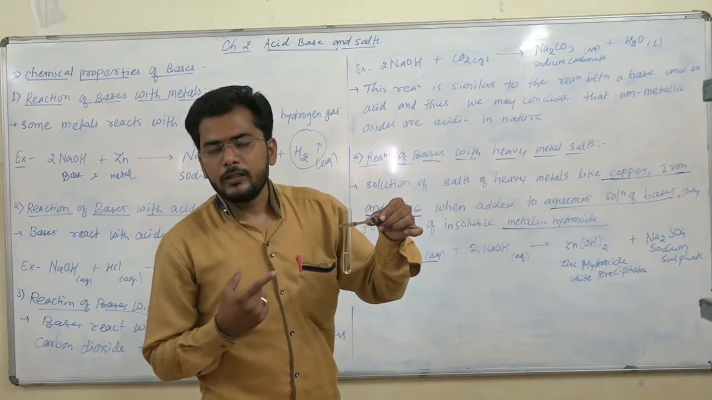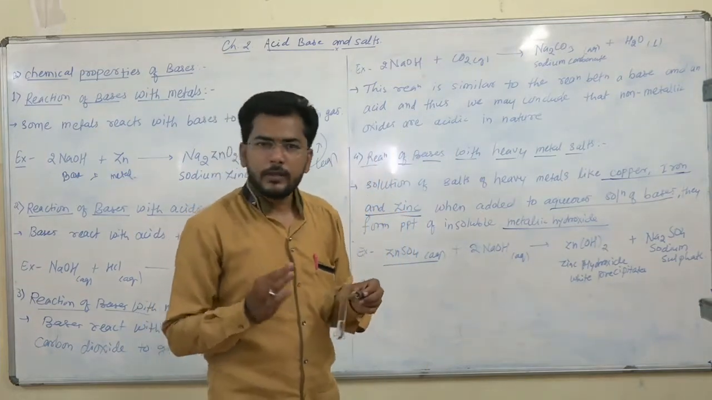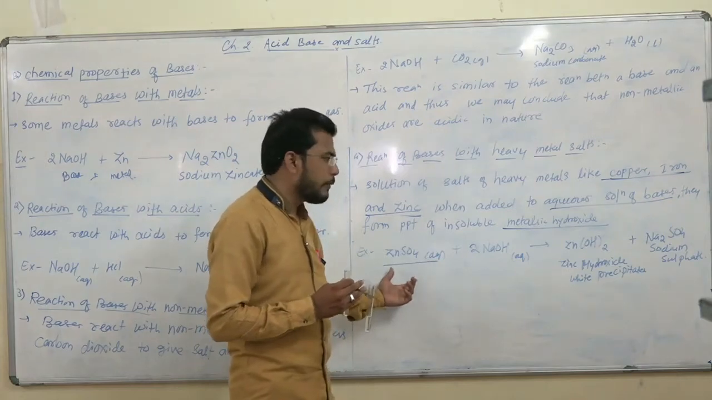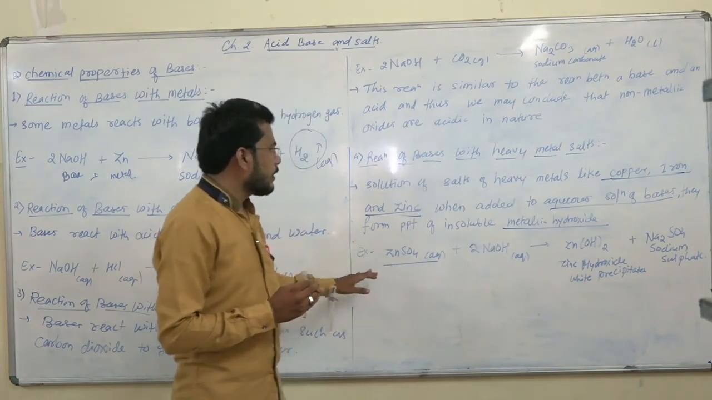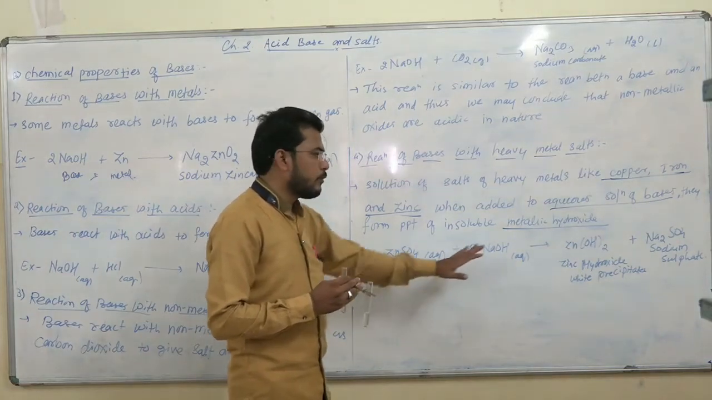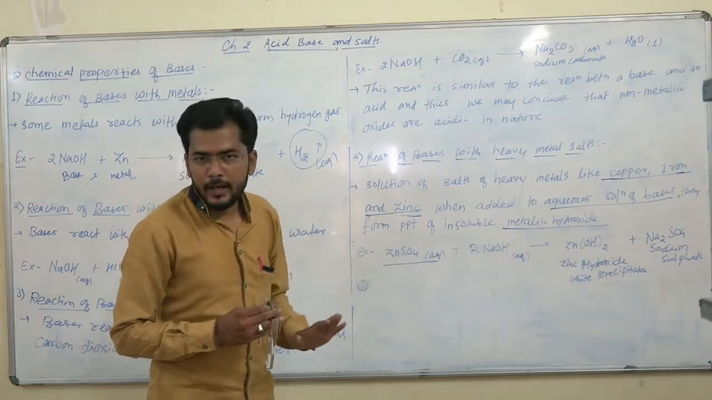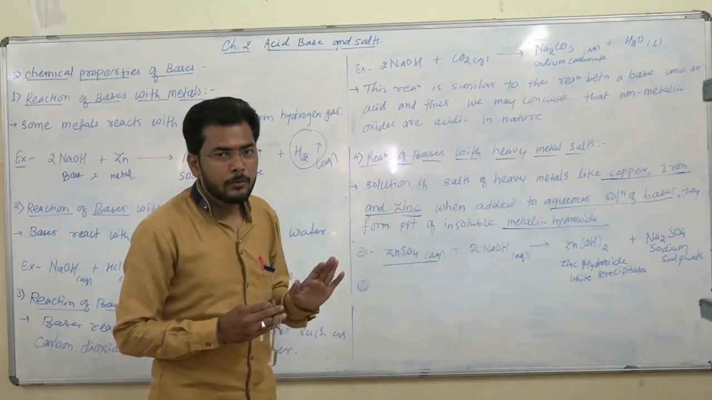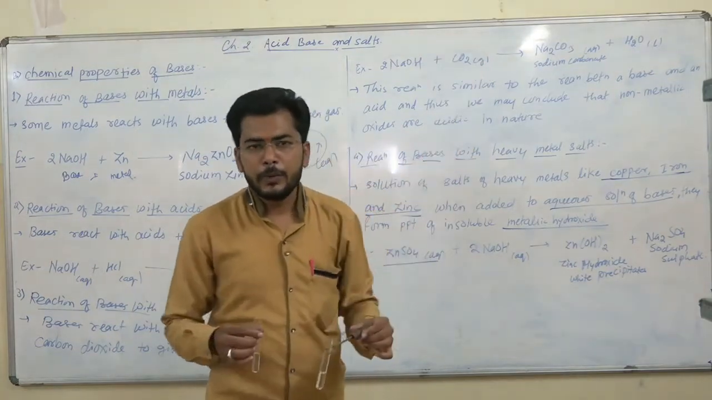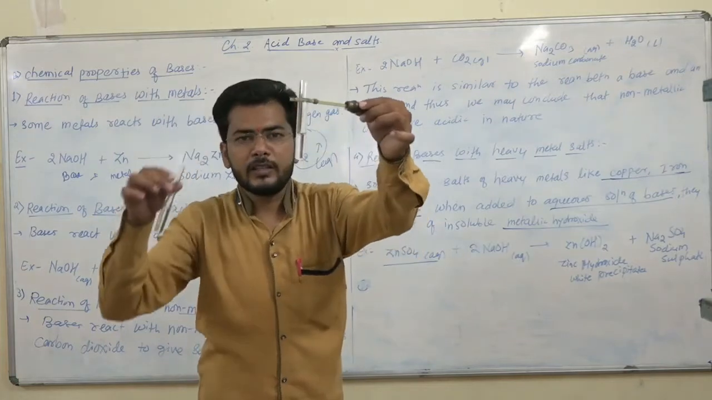This is sodium hydroxide. When we are reacting an aqueous solution of base with heavy metal salts, it forms the respective metallic hydroxide, and it gives a precipitate. It means you see it. Now it is a clear solution.